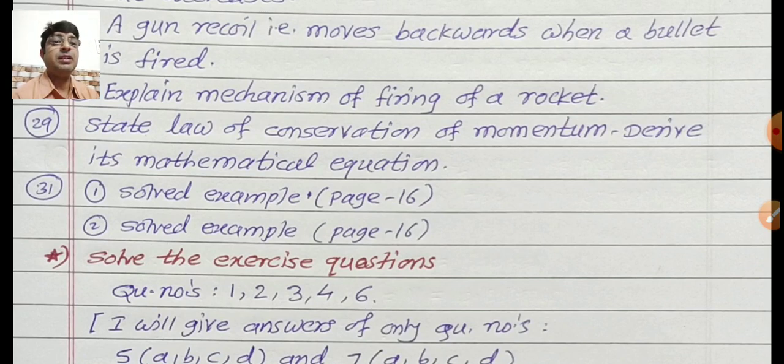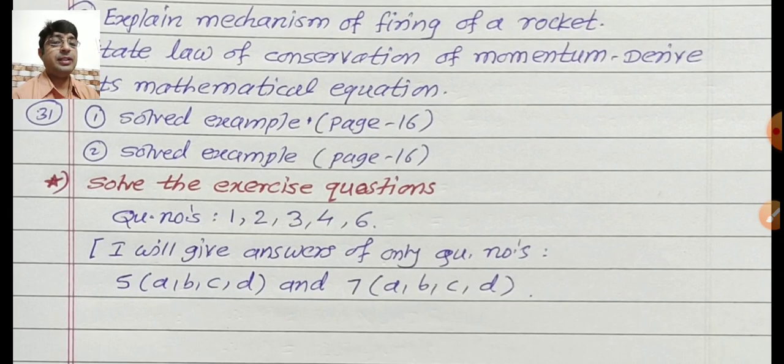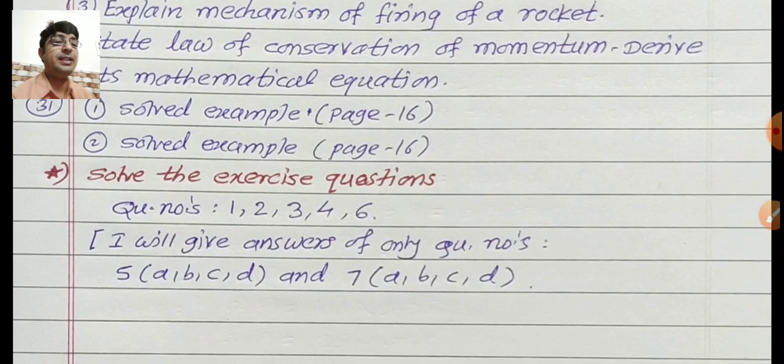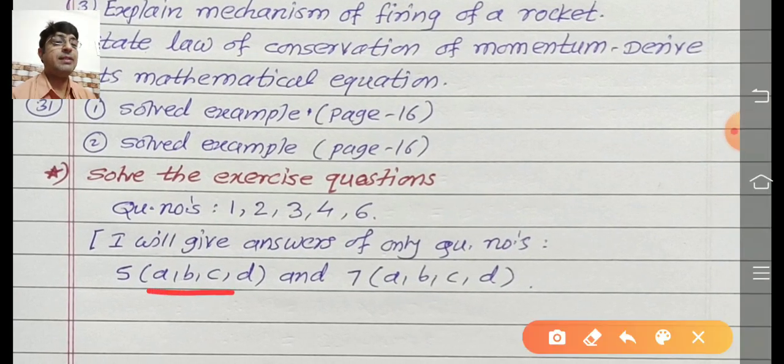Question number 31: solved example, page number 16, and the second solved example, also page number 16. How to solve that numerical problem, I will explain here. So write in that pattern only, and after that, at the end of this lesson, solve the exercise questions number 1, 2, 3, 4 and 6 on your own. I will give the answers of only these exercise questions: question number 5 A B C D and question number 7 A B C D.